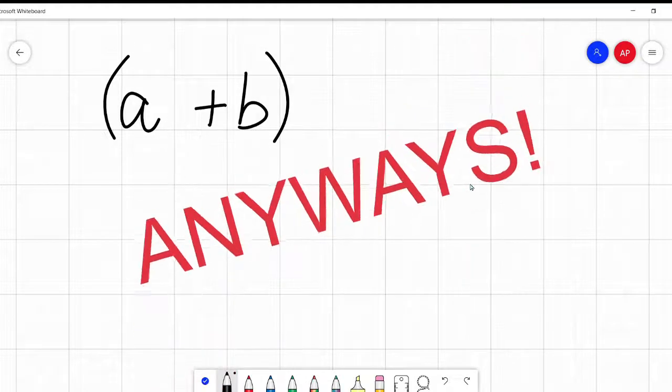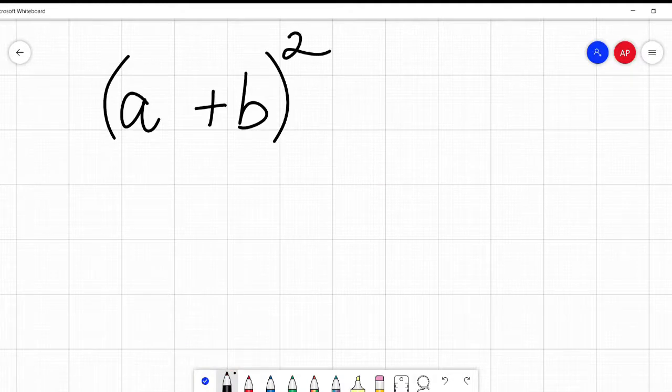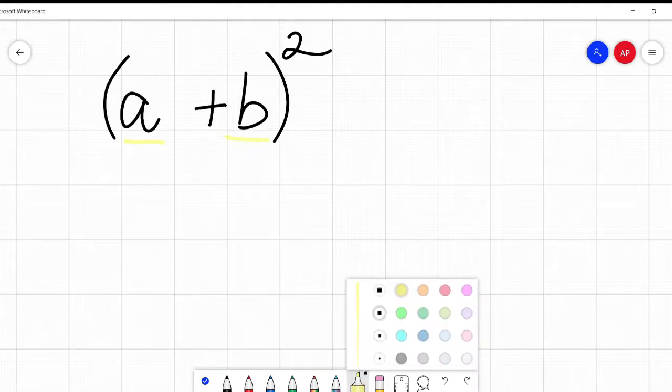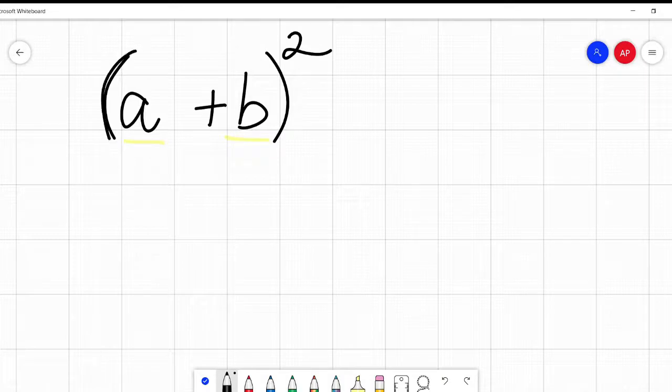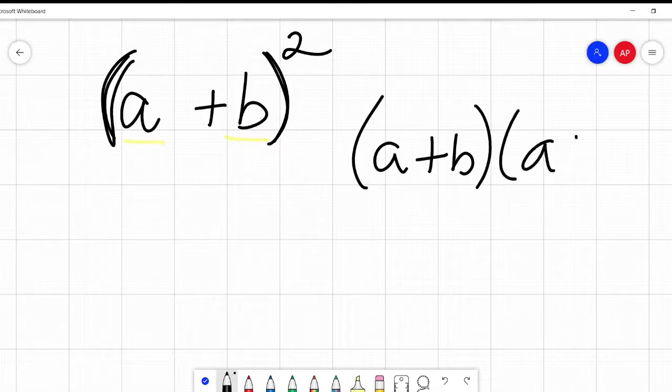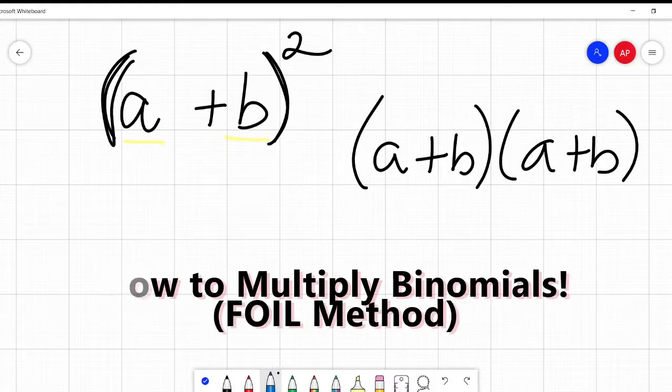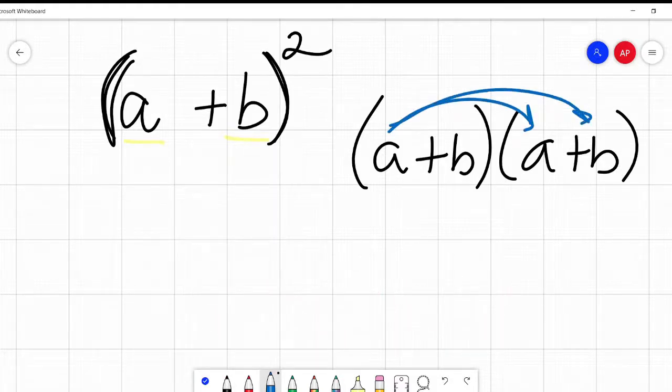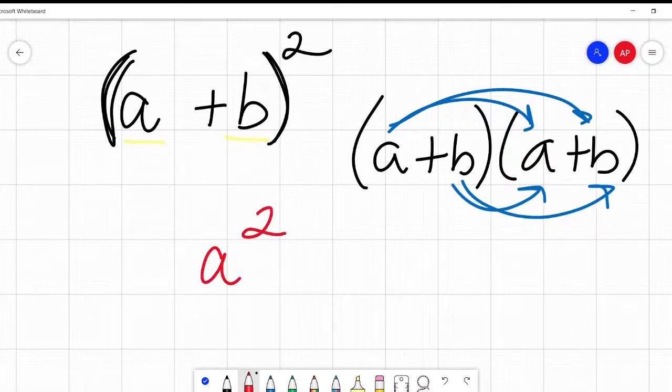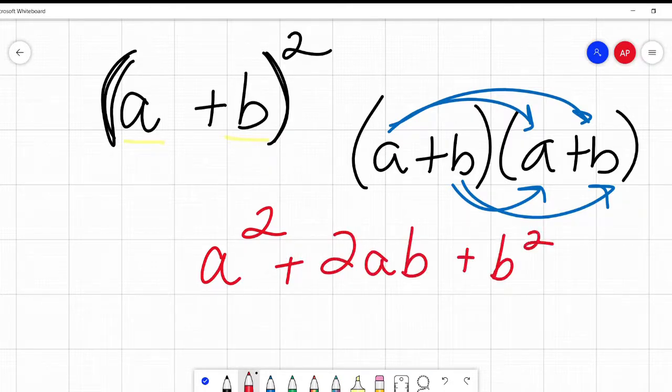Okay. Anyways, here is our concept that we're working from. If I have two numbers or variables, it really doesn't matter, inside parentheses and squared, if I did FOIL, and we're distributing everything, what we would get is a squared plus 2 times a times b plus b squared.